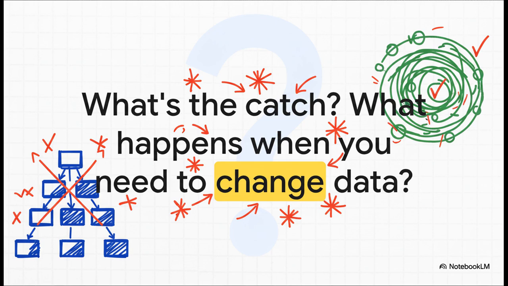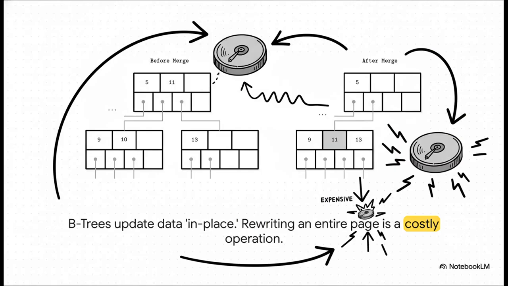What's the catch? Well, it turns out their greatest strength, that perfectly organized structure, actually becomes a bit of a liability when you need to write or update data. This is where the B-tree's design kind of bites it. See, it does updates in place. So to change even one tiny little byte of data, the database has to first read an entire page, a whole block of data, from that slow disk into memory.